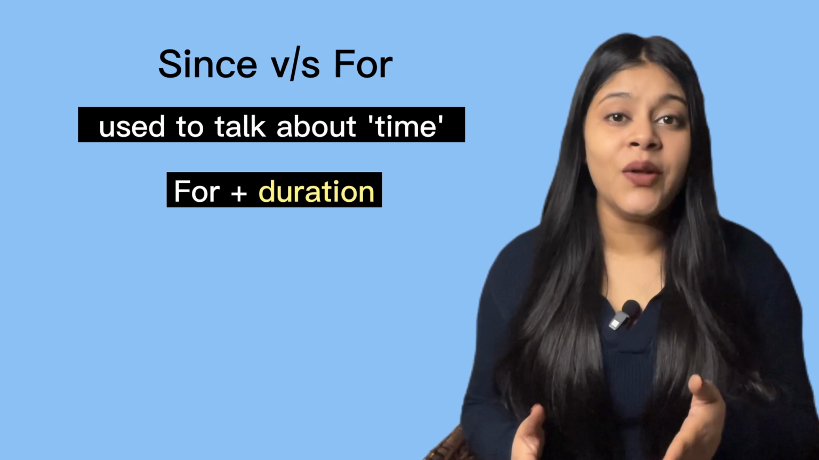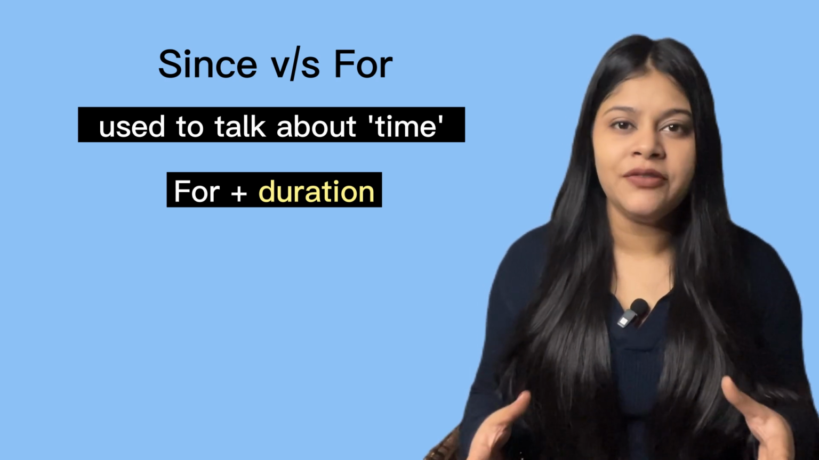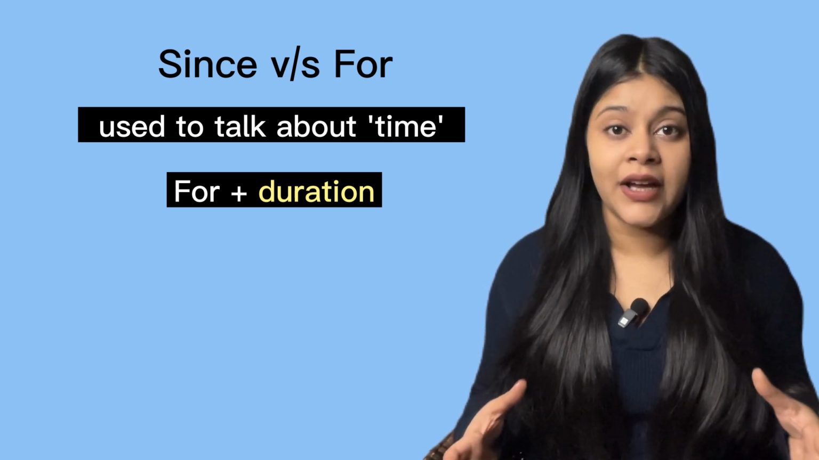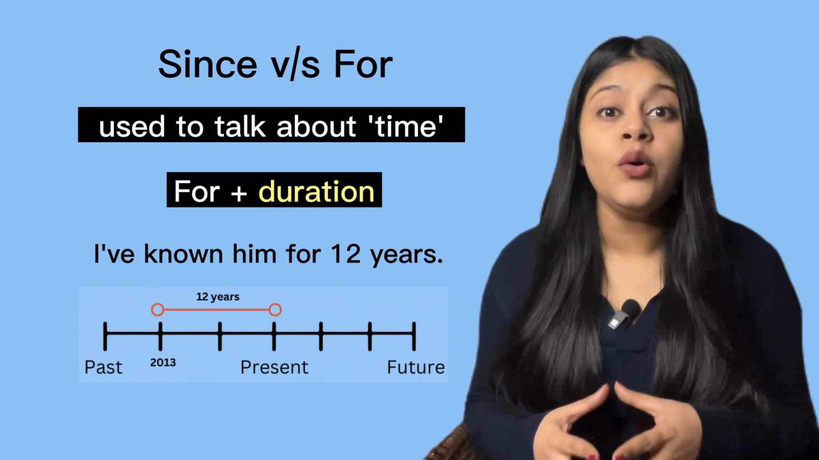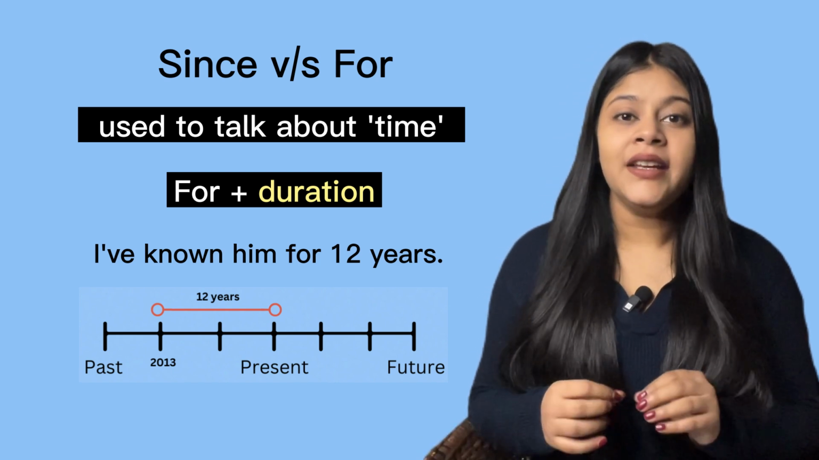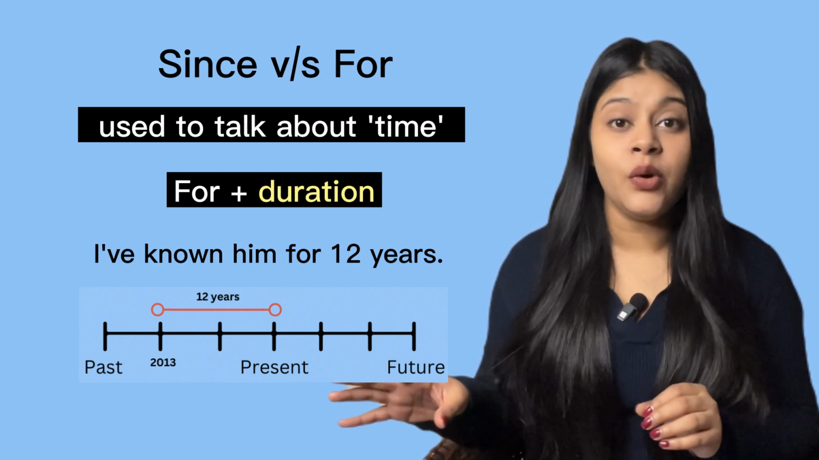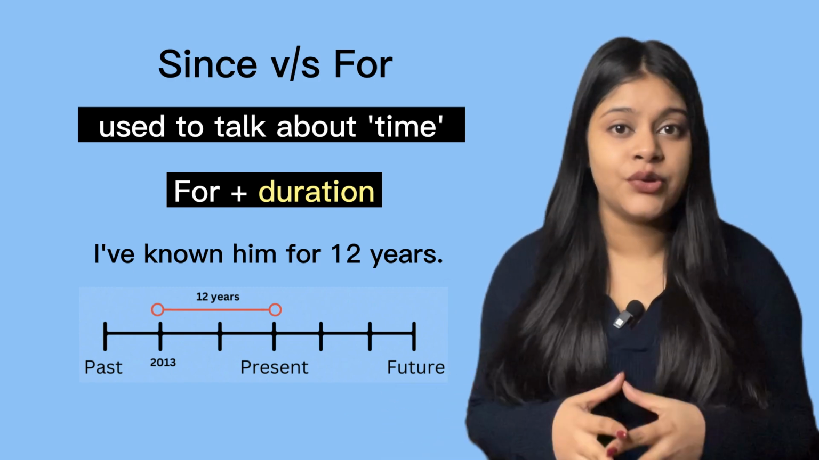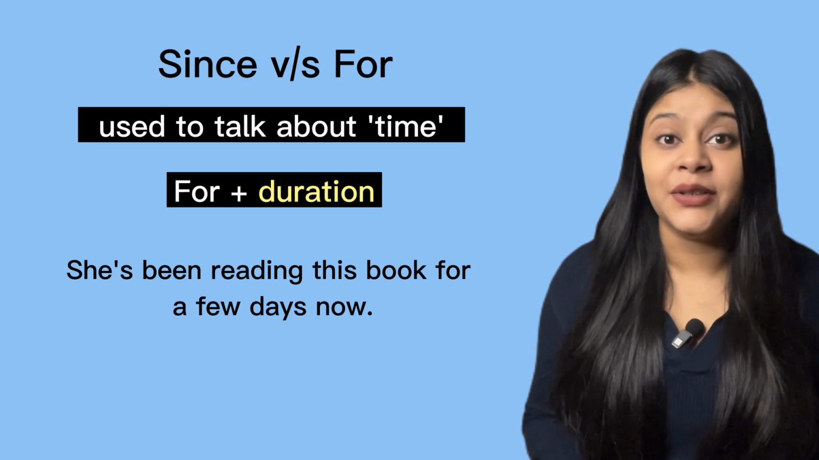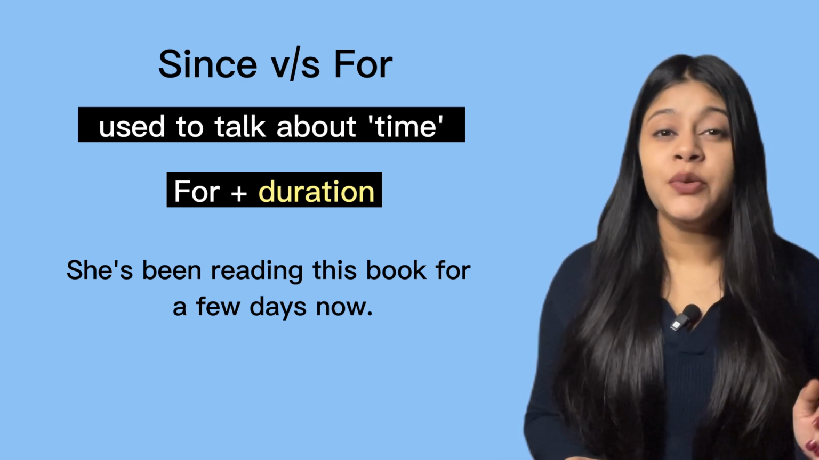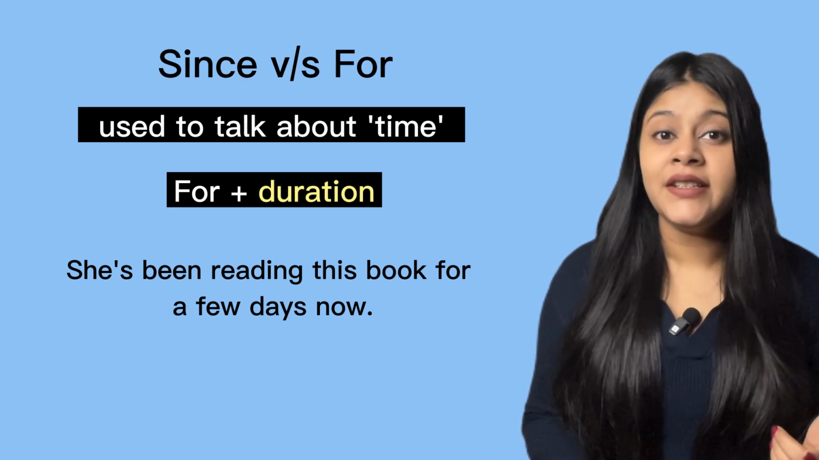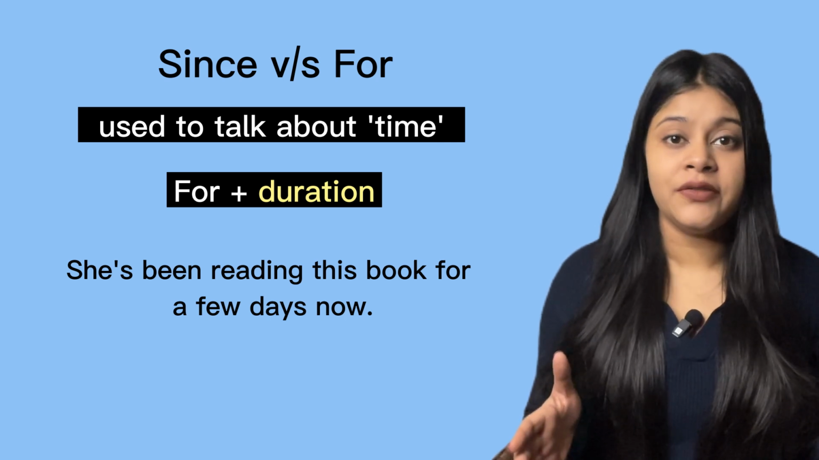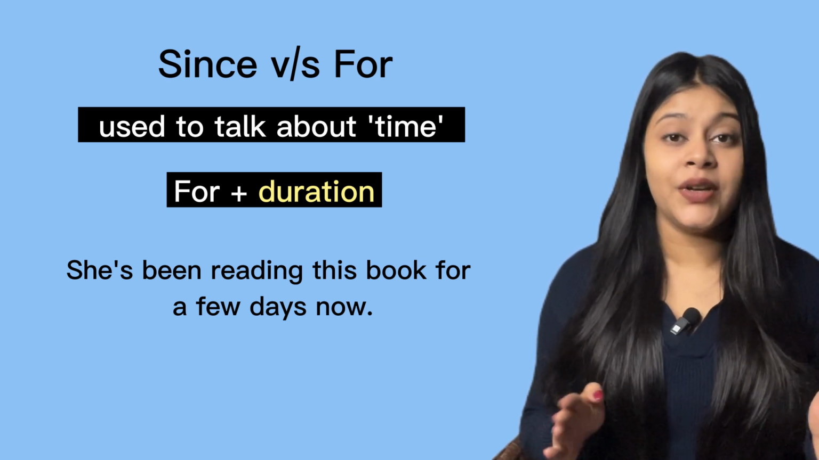We use for, on the other hand, to talk about the length of the action, the duration of the action. For example, I've known him for 12 years. Here, I'm not talking about the starting point, I'm talking about how long, I'm talking about the length of the action. Let's take another example. She has been reading this book for a few days now. A few days here refers to the duration of the action, how long the action has been going on.